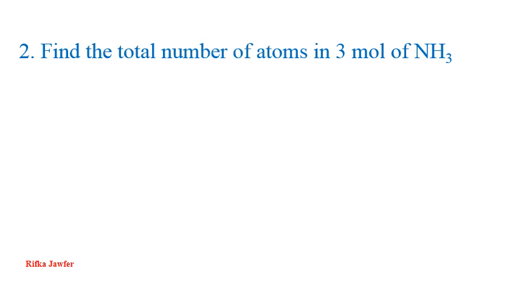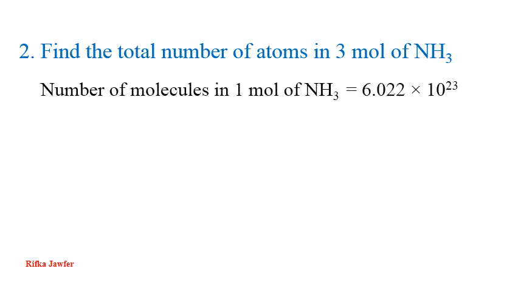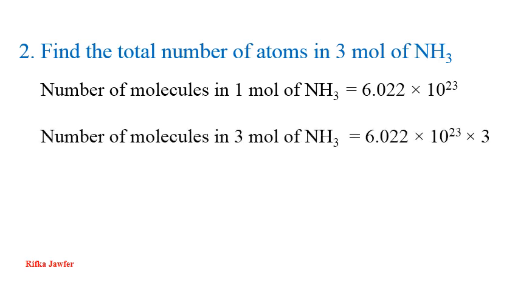Question number 2. Find the total number of atoms in 3 moles of ammonia. You know that 1 mole of ammonia contains 6.022 × 10^23 ammonia molecules. So, the number of molecules in 3 moles of ammonia is equal to 6.022 × 10^23 multiplied by 3, which is equal to 1.8066 × 10^24.